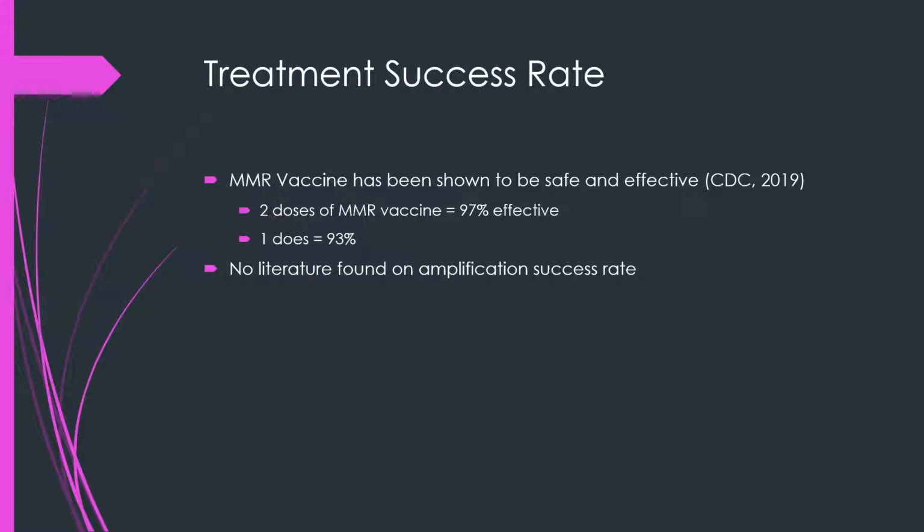There wasn't any literature found on amplification success rate. And I think this is due to measles being considered eliminated in 2000, and just recently there have been more outbreaks. Hearing loss is just a complication of measles. So I think just because it hasn't been such a problem recently, there isn't much research showing the treatment of amplification.